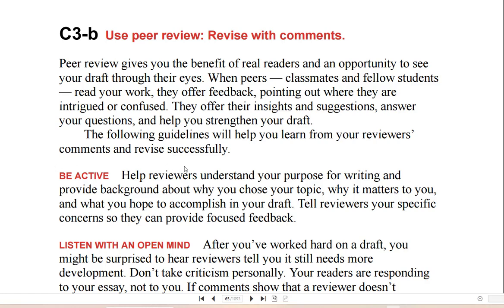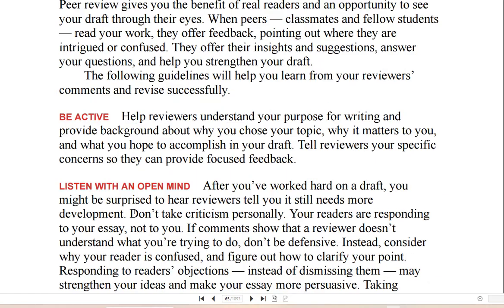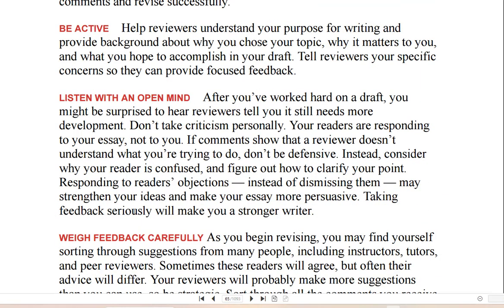The following guidelines will help you learn from your reviewers' comments and revise successfully. Be active. Help reviewers understand your purpose for writing and provide background about why you chose your topic and why it matters to you and what you hope to accomplish in your draft. Tell reviewers your specific concerns so they can provide focused feedback. Listen with an open mind.